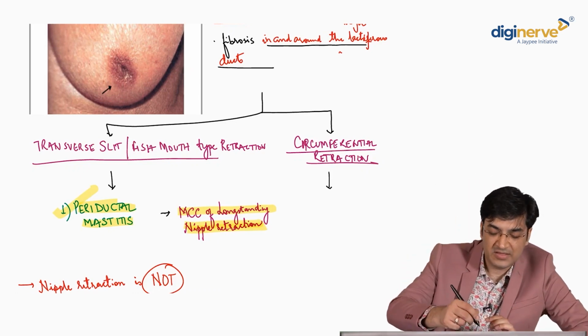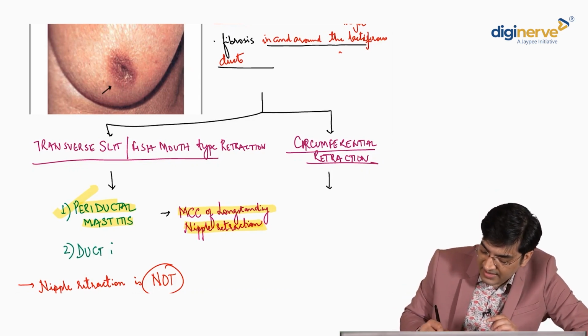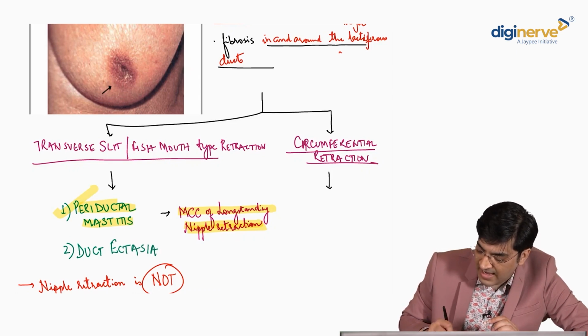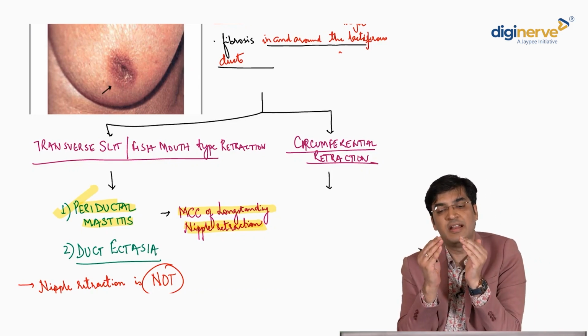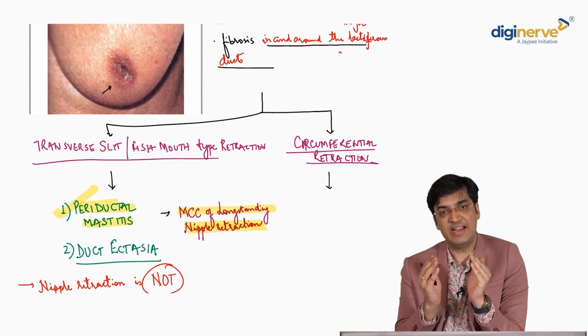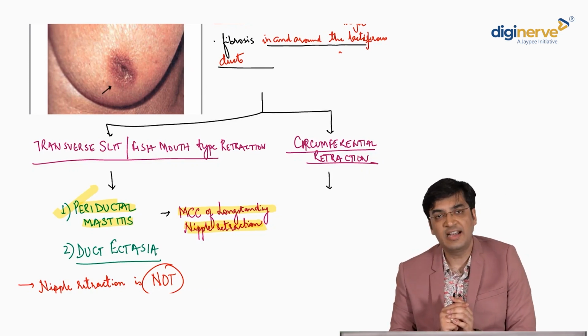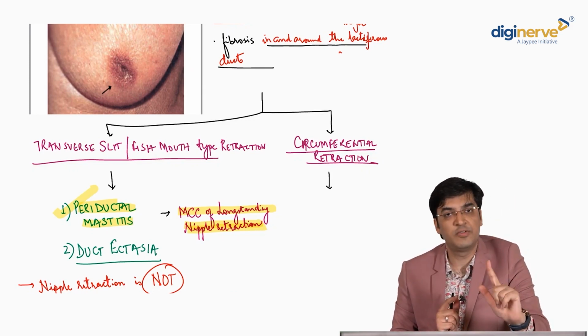Next, the other reason is duct ectasia. Again, what is an ectatic structure? A structure which has undergone dilatation is ectatic. So when a duct dilates, it is what we call duct ectasia. So two causes for the transverse slit-like or fish mouth retraction.